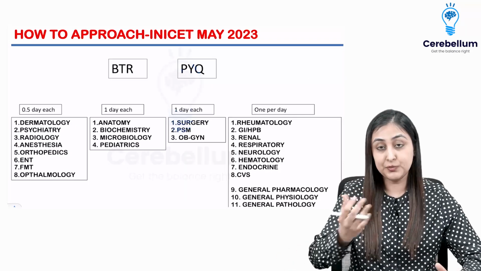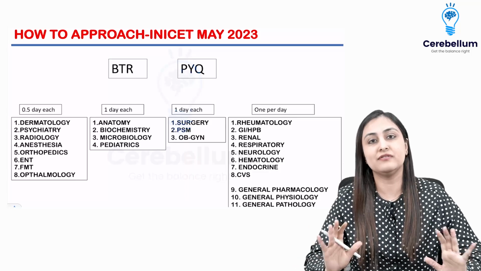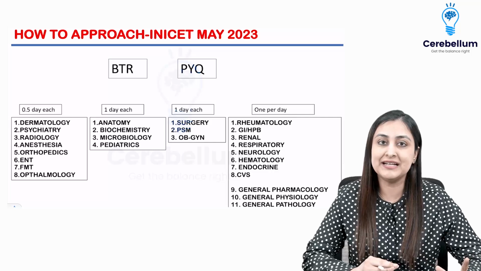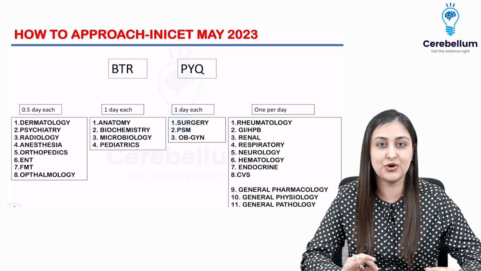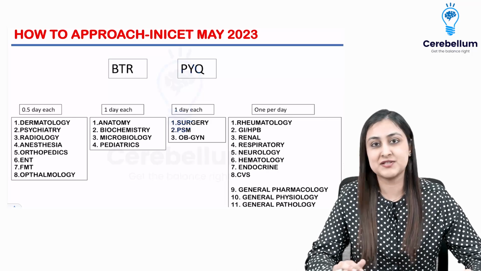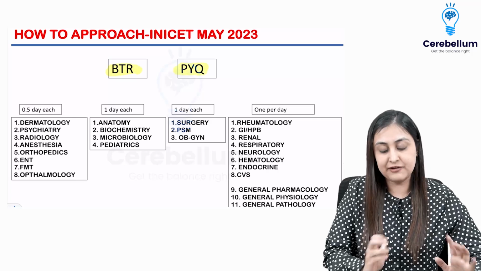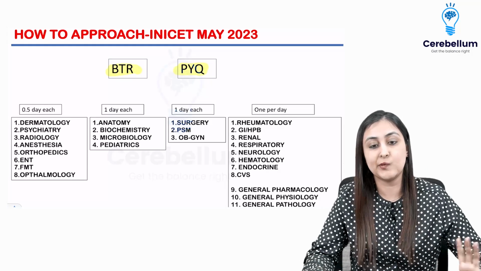So then how should you plan? So the students who are appearing for INICET 2023, you have just enough time to do BTR and PYQs. You know, if you drop everything else that you were doing in your life, if you were lost, then it's a good thing, because now you are not going to be lost. So we have BTR and we have PYQs. These are the only two things I want you to do now.